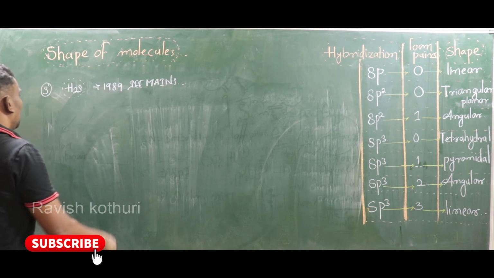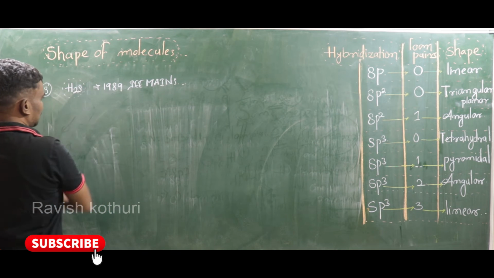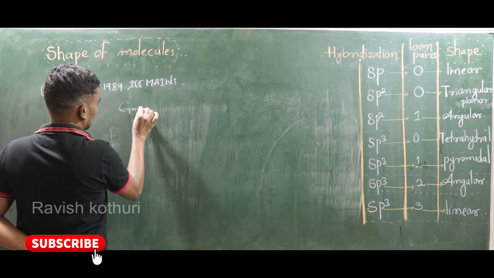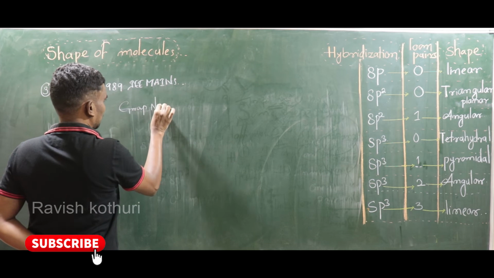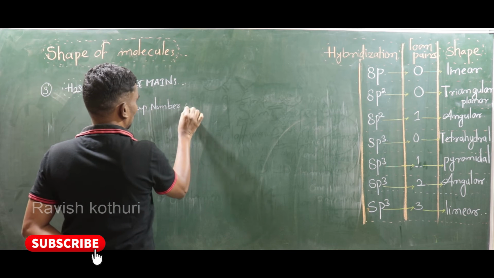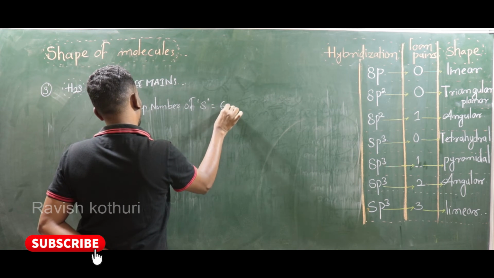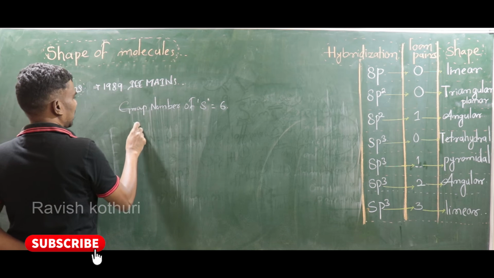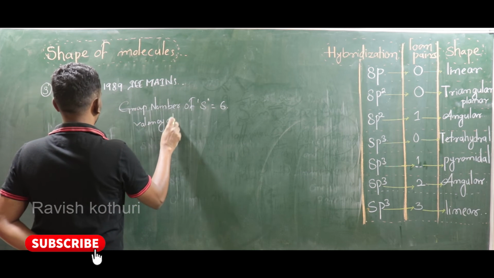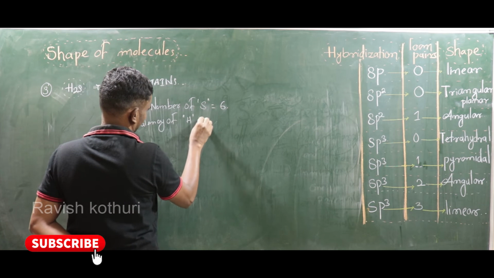So let's begin. What is the shape of that molecule? We'll first find out hybridization. Here, observe carefully, sulfur is the central atom. So group number of sulfur, 6th group. So valency of hydrogen, 1.